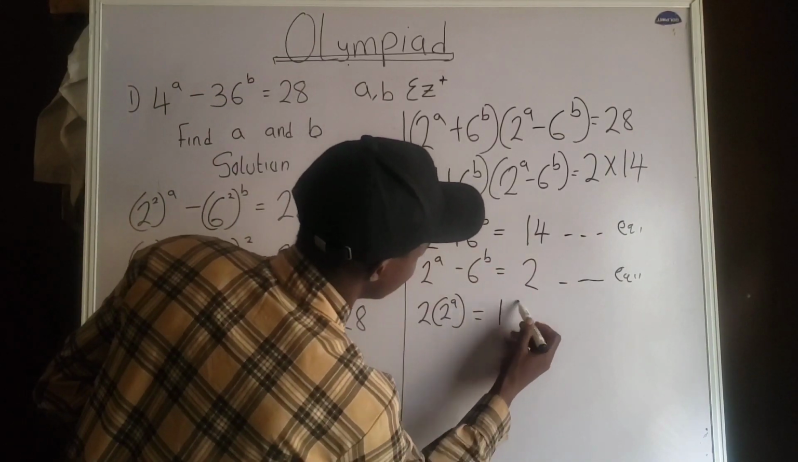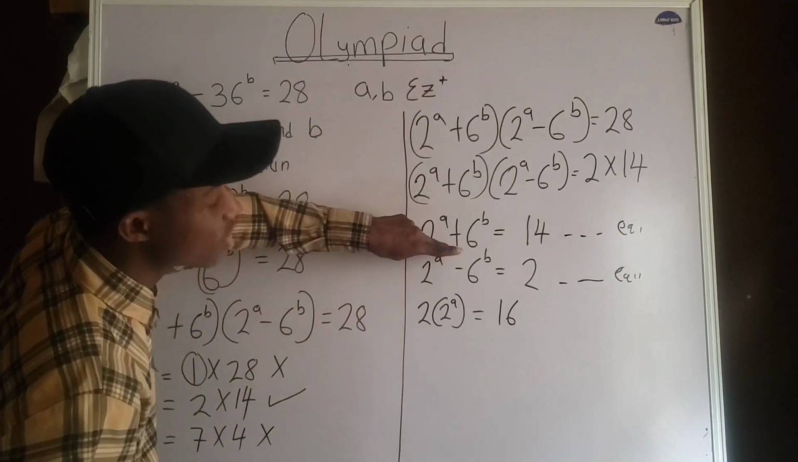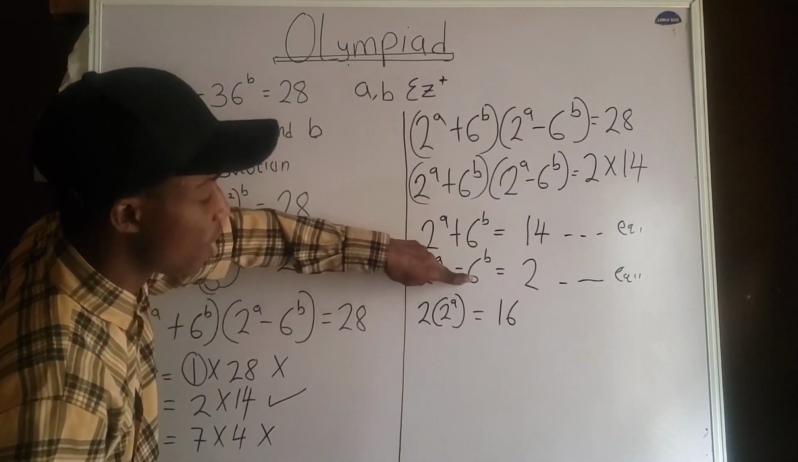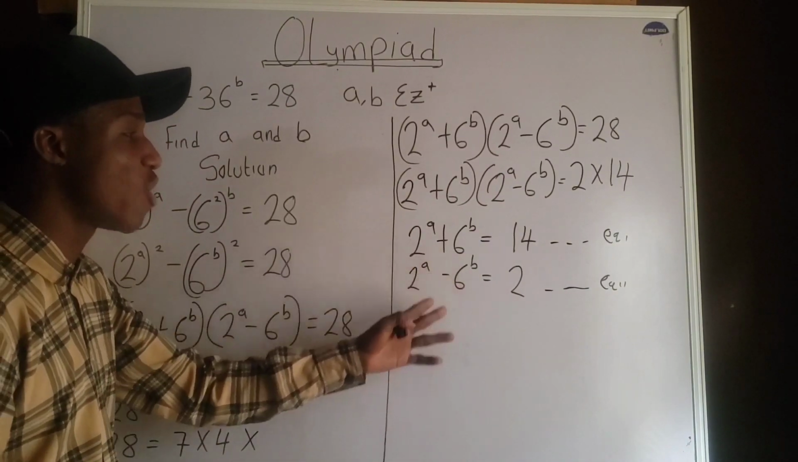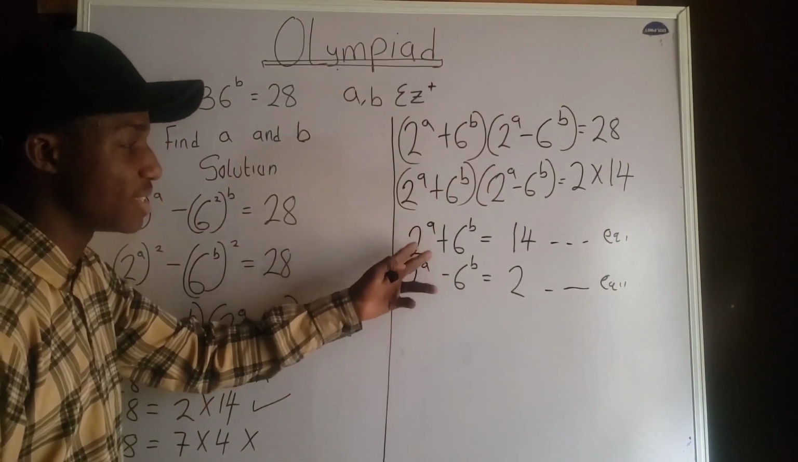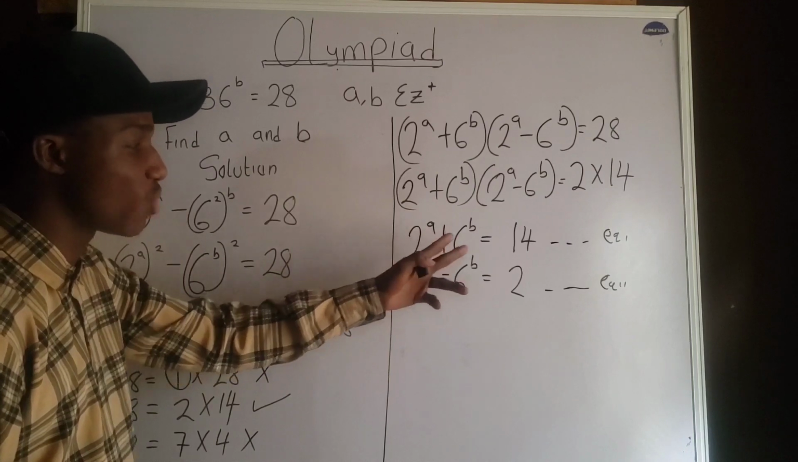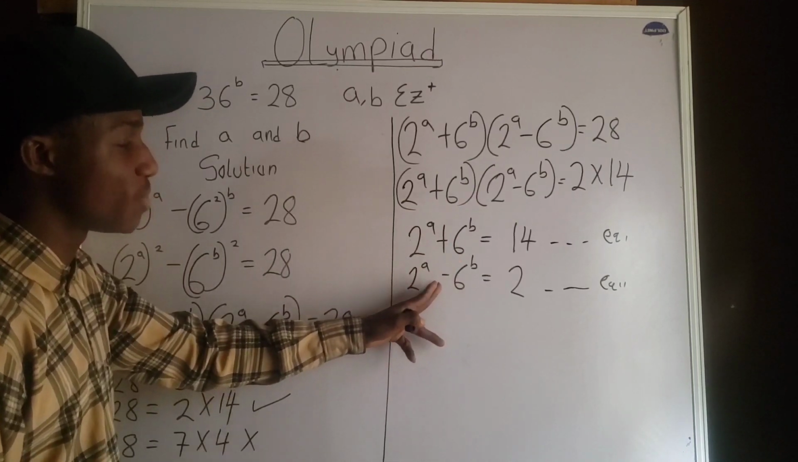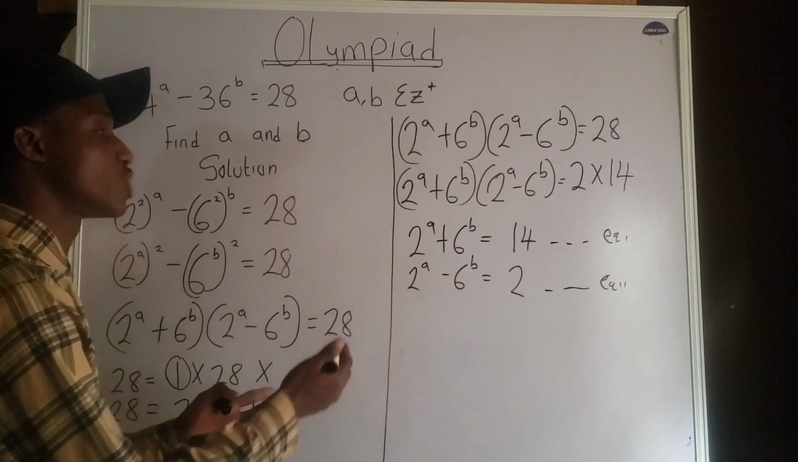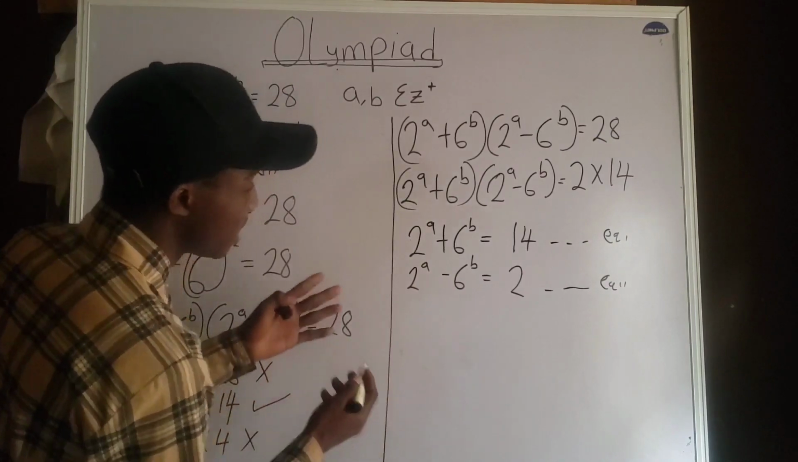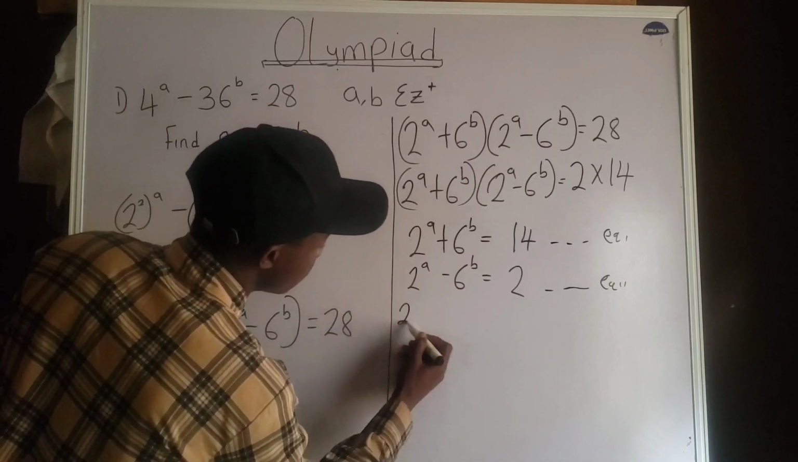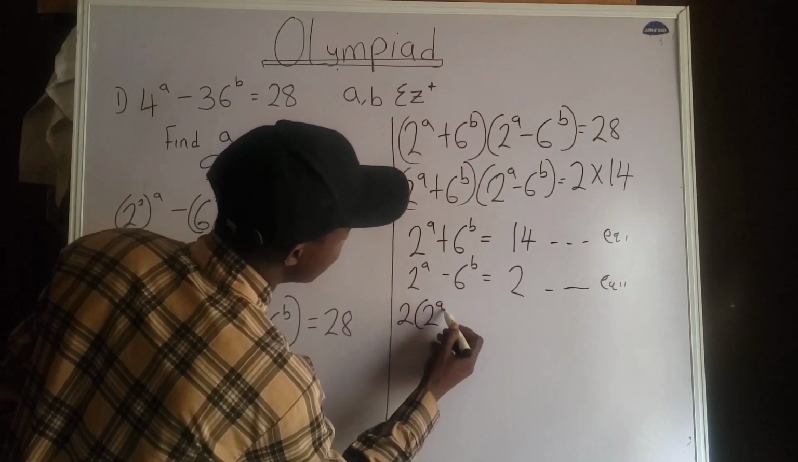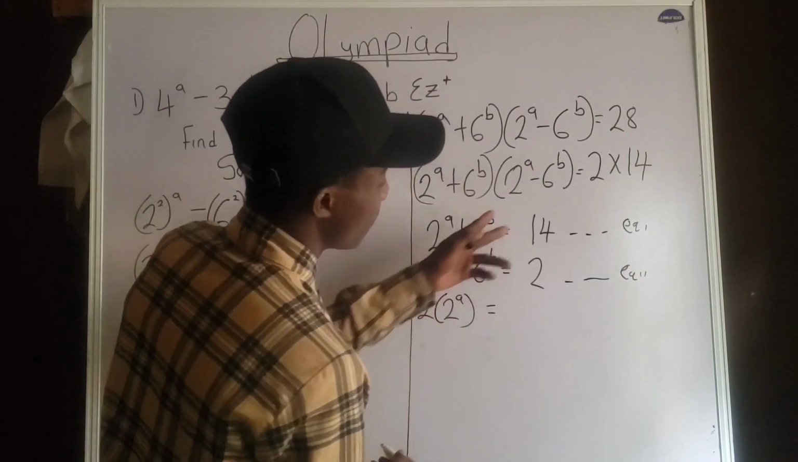That is 16. If I add plus 6 raised to the power of b minus 6 raised to the power of b, now we can easily eliminate 6 raised to the power of b because of the difference in the signs. We have positive 6 raised to the power of b in equation 1 and negative 6 raised to the power of b in equation 2. So if I add these equations, I'm going to eliminate 6 raised to the power of b. Now let us add 2 raised to the power of a plus 2 raised to the power of a. That is 2 into brackets 2 raised to the power of a is equals to 14 plus 2.